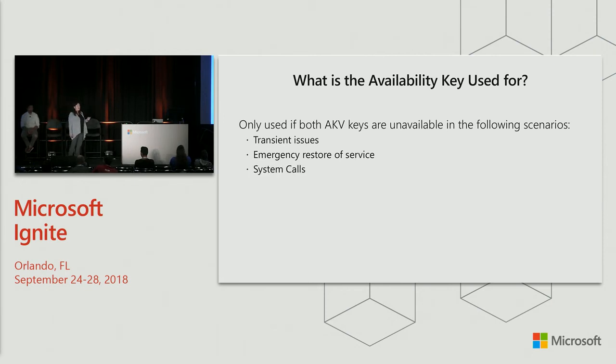And then the third thing is system calls. I mentioned that we have to be able to do things like move a mailbox or content index the mail in the mailbox or deliver mail to a mailbox. We have to be able to do those things in order for the service to run. So in the case where both Azure Key Vault keys are unavailable to the Office 365 service and we need to do some kind of system call to the mailbox, we will use the availability key if it exists.